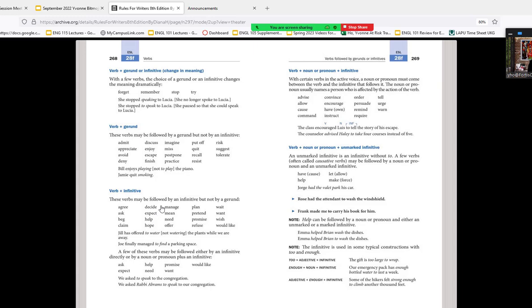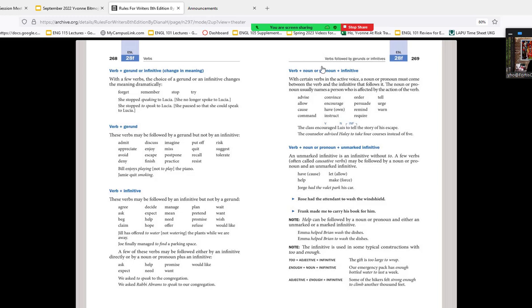Decide, expect, help, hope, manage, mean, need, offer, plan, pretend, promise, refuse, wait, want, wish, and would like. Jill has offered to water, not watering, the plants while we are away. John finally managed to find a parking space. A few of these verbs may be followed either by an infinitive directly or by a noun or pronoun plus an infinitive. We asked to speak to the congregation. We asked Rabbi Adams to speak to our congregation.